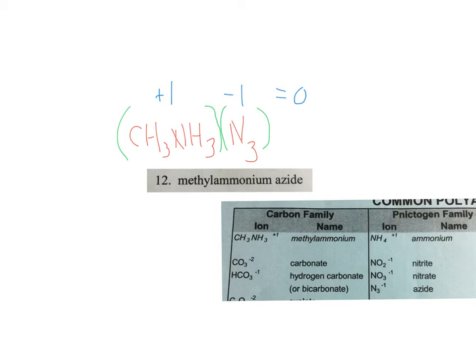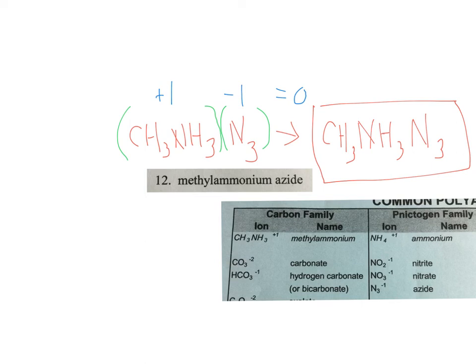So what I'm going to do here is simply rewrite now my formula without the parentheses. If I only have one of each of those polyatomic ions, I only need to write the symbols. I do not need any of the parentheses. And so this then is the formula for methyl ammonium azide.